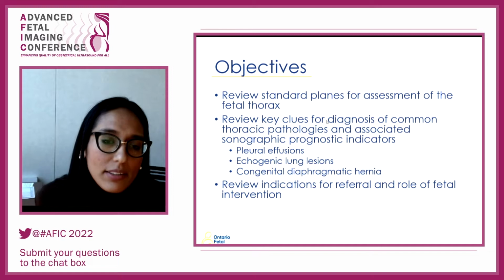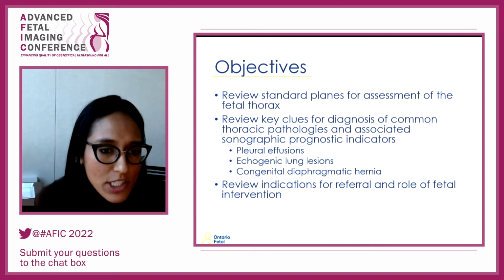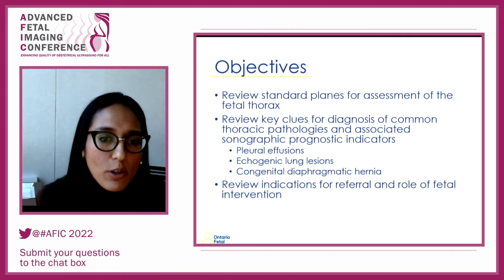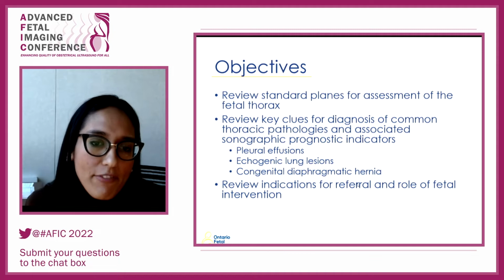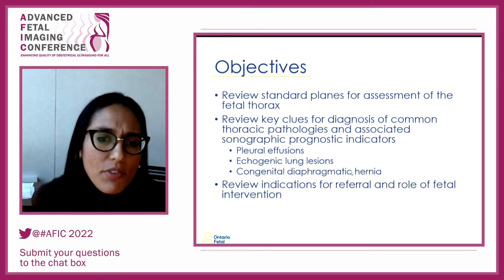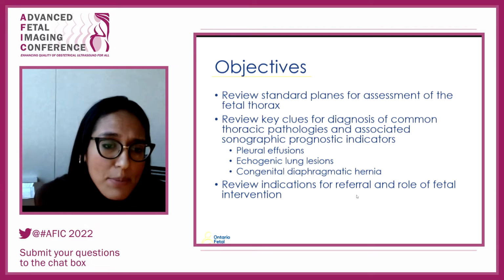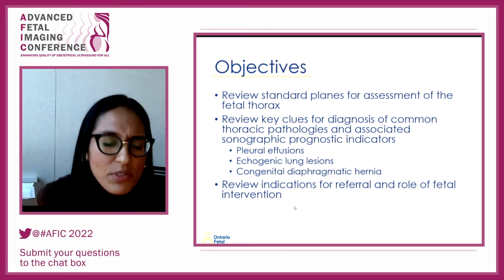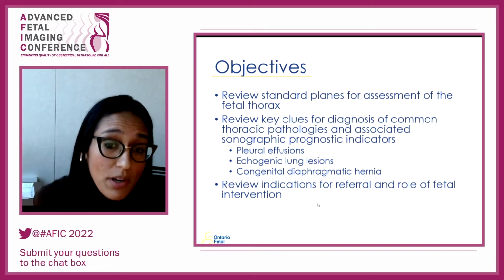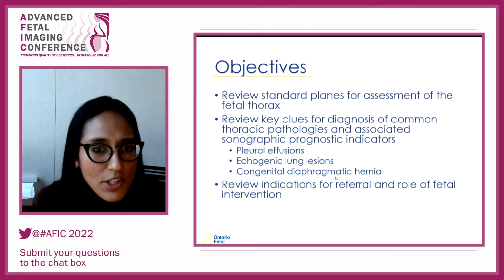I'm going to talk a little bit about the key clues for diagnosis for common thoracic pathologies like pleural effusions, echogenic lung lesions, congenital diaphragmatic hernia, and what are some of the sonographic prognostic indicators we use in practice, particularly those that we often use for prognostication and sometimes for fetal intervention as well. And briefly just touch on when we have to think about referring, as oftentimes there may be an option for fetal intervention in those types of situations. So we'll touch on that.